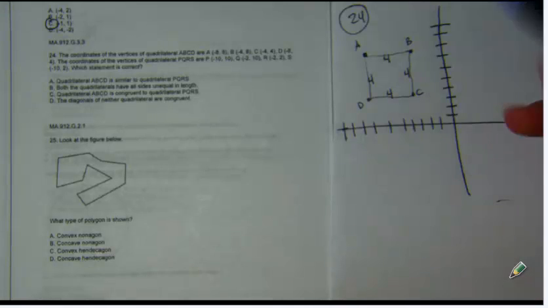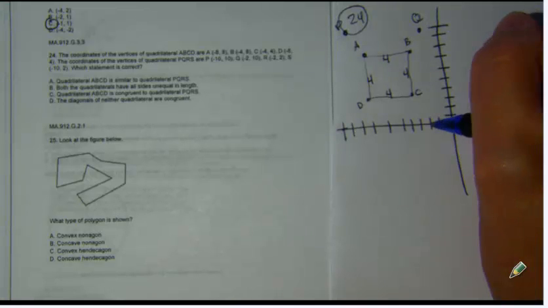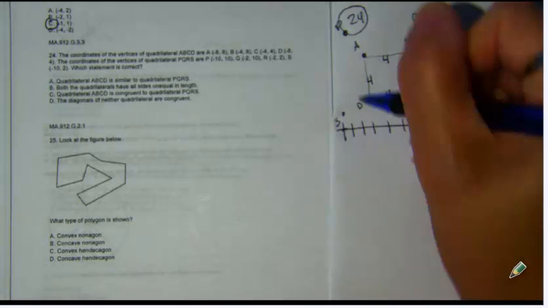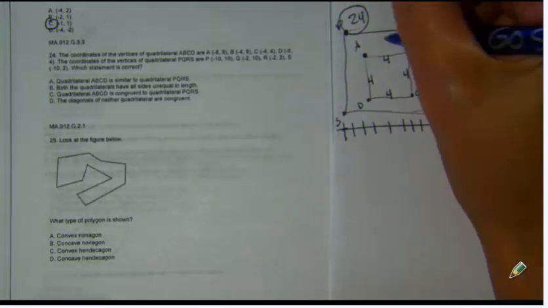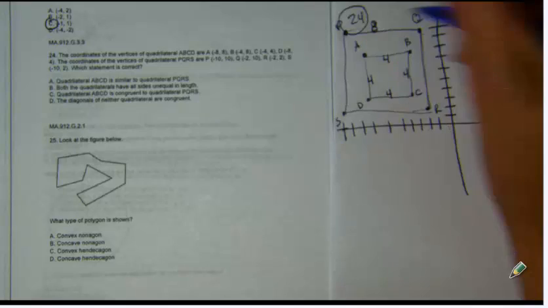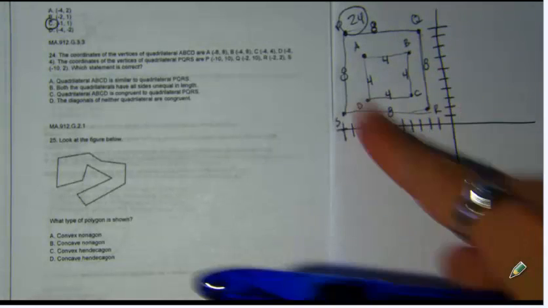Then I'll do PQRS, and I get negative 10, 10. Negative 2, 10. Negative 2, 2. And negative 10, 2. And I have another square. And if I look at the distance between negative 10 and negative 2, that's 8. This one's also going to be 8, and these are all going to be 8. So I have two squares, one inside the other. One has lengths of 4 and one has lengths of 8.